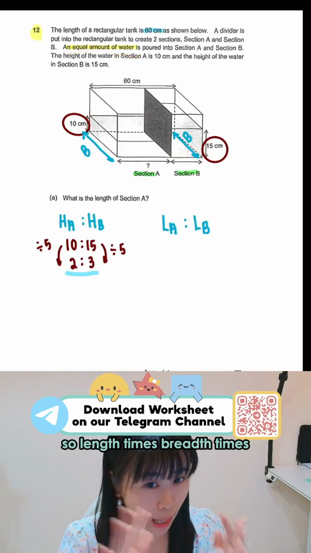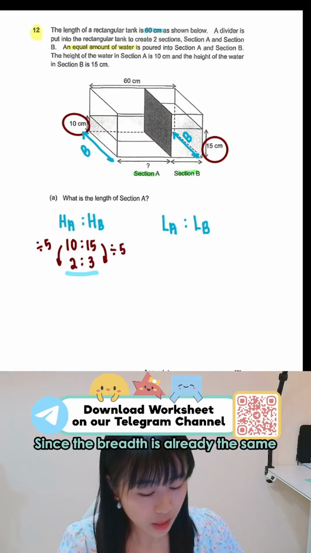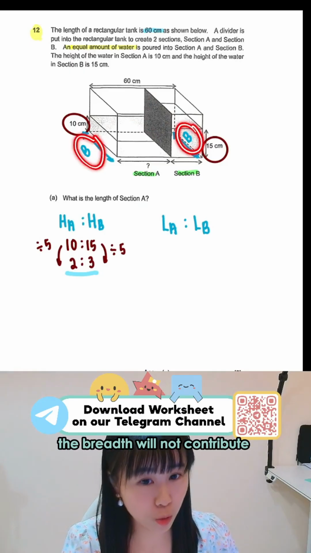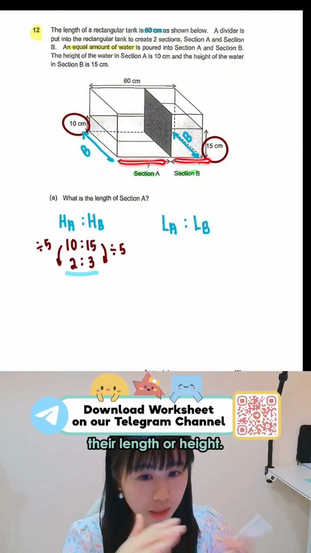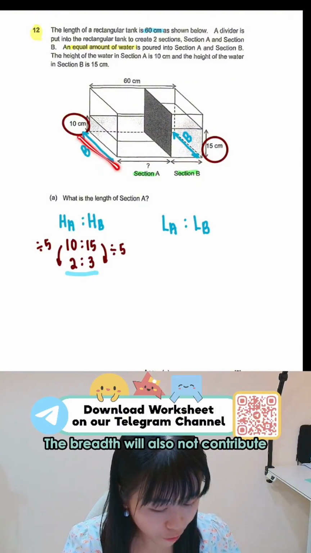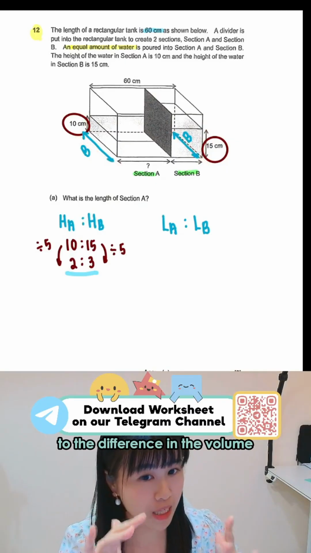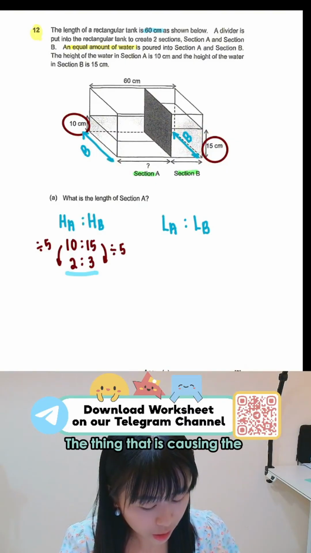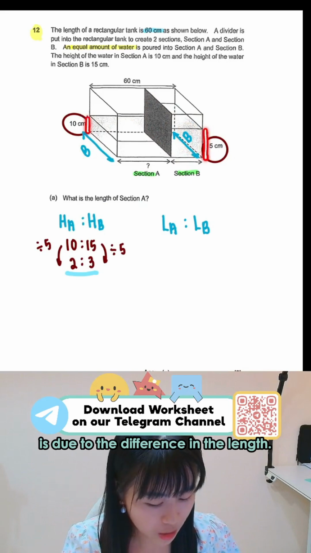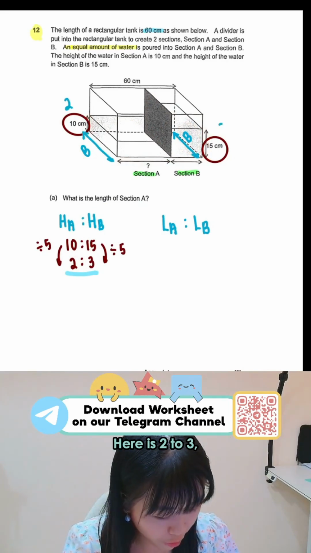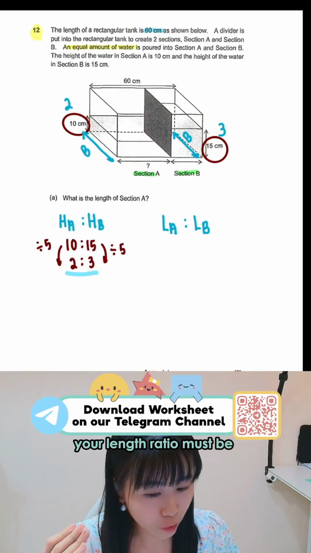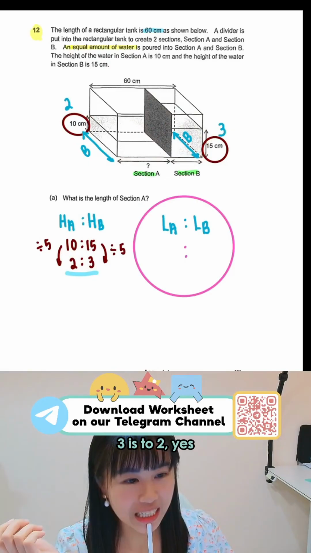So length times breadth times height should give you the same answer. Since the breadth is already the same, so the breadth will not contribute to the difference in their length or height. The breadth will also not contribute to the difference in the volume because the breadth are the same. The thing that's causing the height to be different is due to the difference in the length. Here is 2 to 3, right? Your length ratio must be 3 to 2.